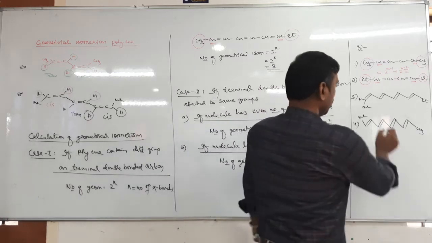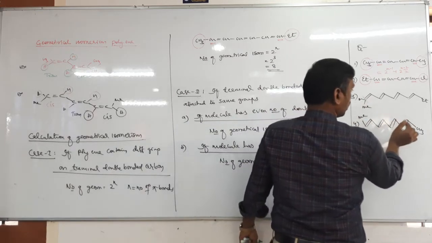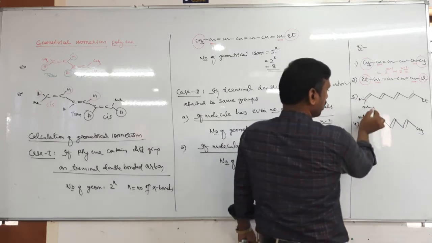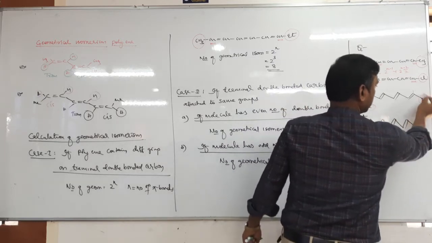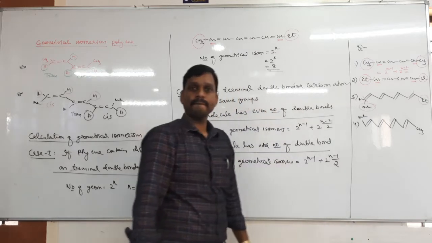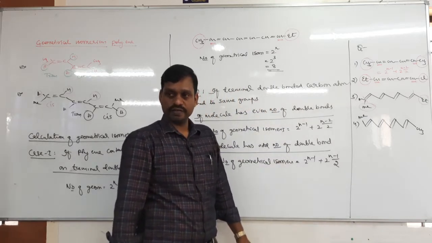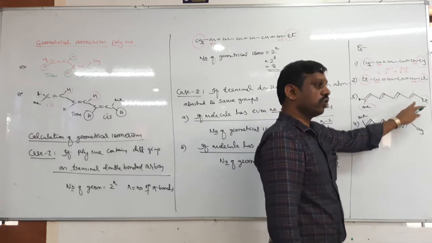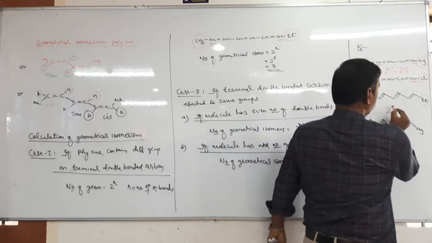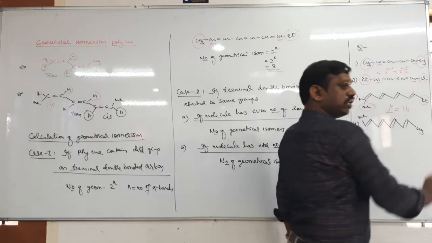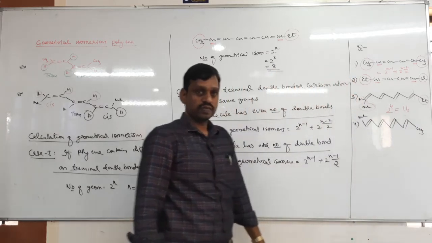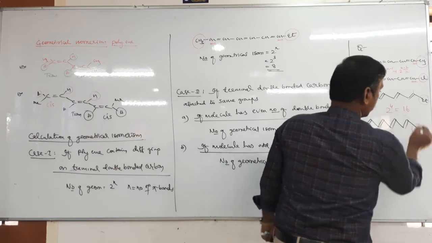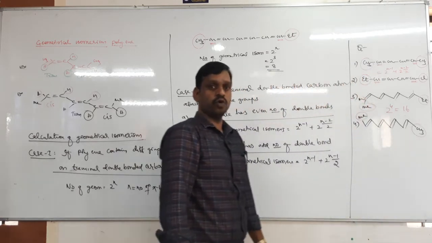Next here, now this is a double bond carbon, the terminal double bond carbon. So the terminal double bond carbon has methyl, and this has ethyl. Two different groups. If it is different, 1, 2, 3, 4, so it is 2 to the power 4, 16 geometrical isomers.